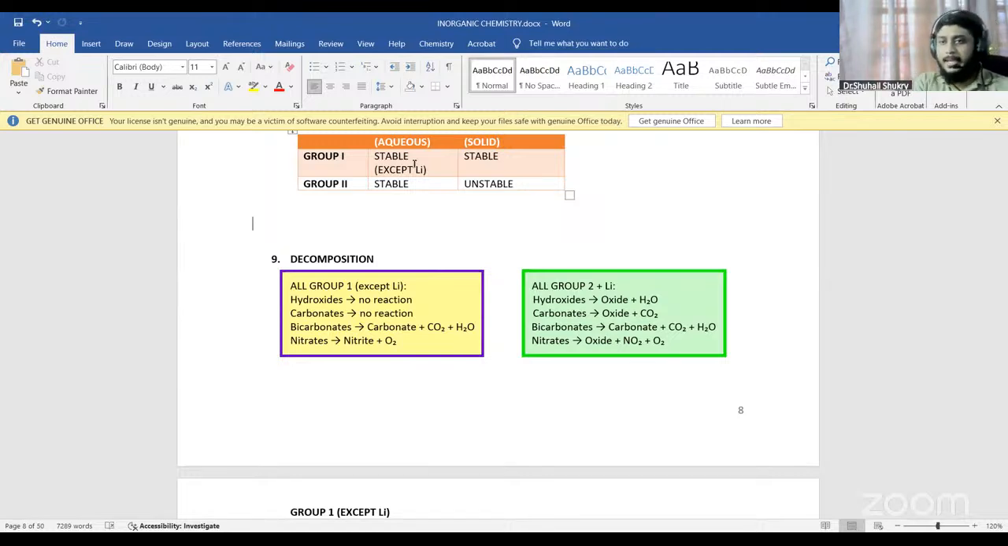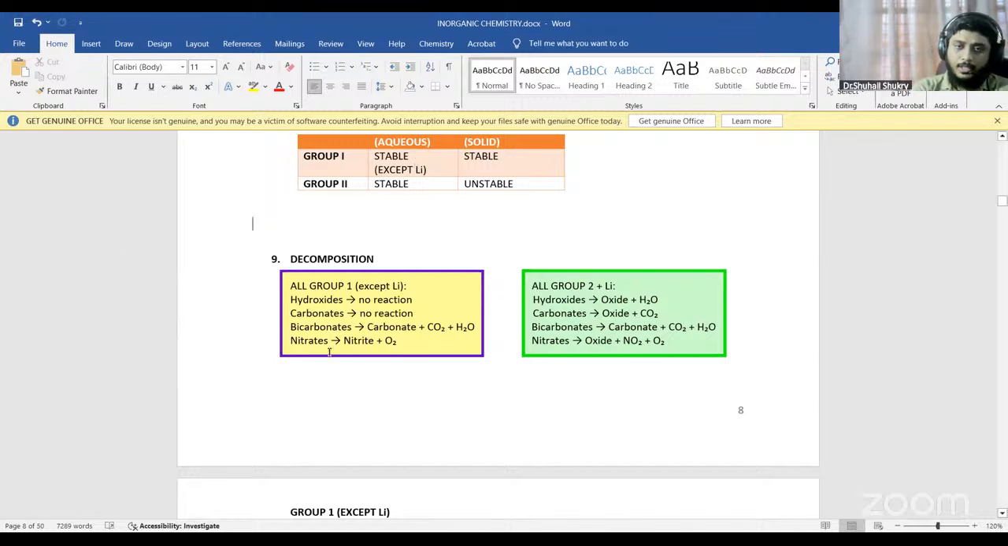For example, if I say magnesium bicarbonate, does magnesium bicarbonate mean group 1 or group 2? Children, please speak. Group 2. And they are stable in which condition, aqueous or solid? Aqueous. Very good. Group 2 are only stable in aqueous. They are not stable in solid. So you have to remember that.